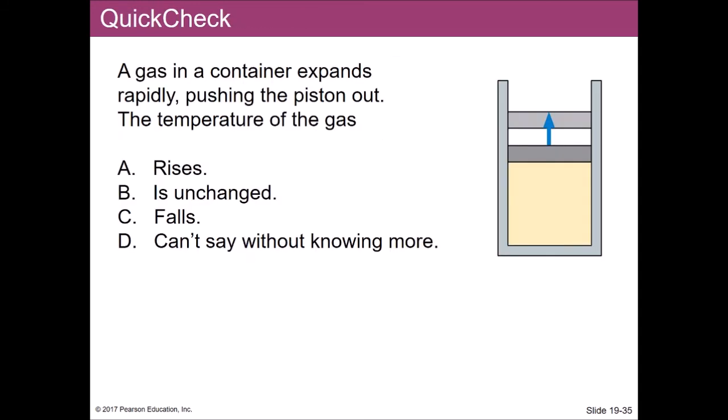All right, so we have a gas in a container that expands rapidly, pushing the piston out. What happens to the temperature of the gas? The answer here is C, it falls. Why? This is an adiabatic process. How do I know that?